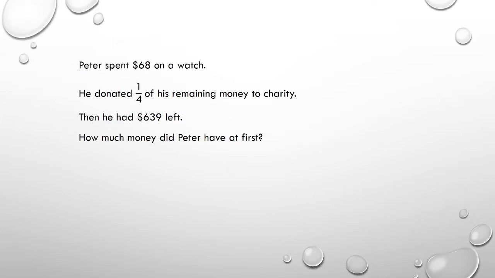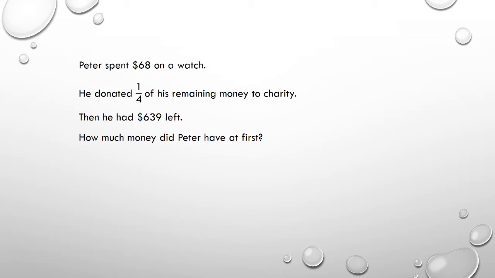Peter spent $68 on a watch. He donated 1/4 of his remaining money to charity. Then he had $639 left. How much money did Peter have at first?